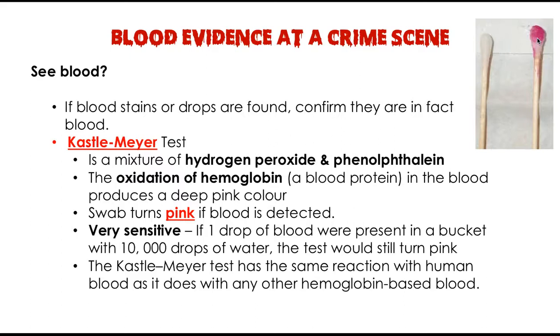Now, the Kastle-Meyer test has the same reaction with human blood as it does with other hemoglobin-based blood as well. So that means that if it's horse, pig, fish, frog, whatever, human, as long as it is blood and it contains hemoglobin, it is going to turn pink. So it cannot guarantee that this is human blood, making it also a preliminary or presumptive test. So we will, in fact, know that it is blood. However, we do not know what animal it came from.